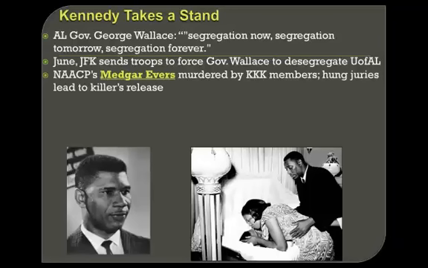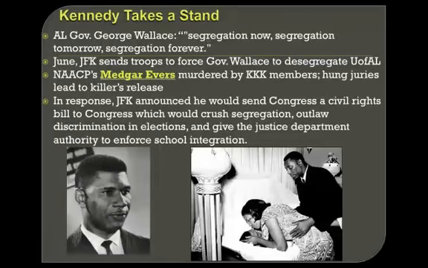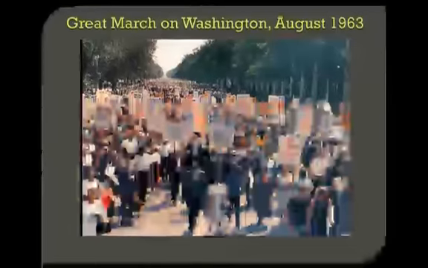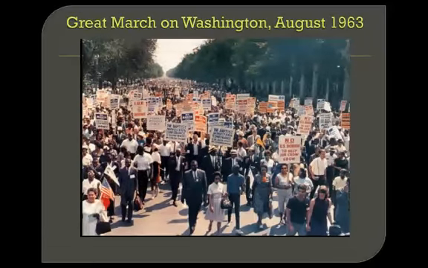In response, JFK announced that he would send Congress a civil rights bill that would overturn segregation, outlaw discrimination in elections, and give the Justice Department authority to enforce school integration. So it was some really tough language. And it was in that same year, we're still in 1963. We've got Birmingham in this year. Medgar Evers is assassinated. And then this promise from the JFK administration to send a bill to Congress. And it's all in this climate that Martin Luther King Jr.